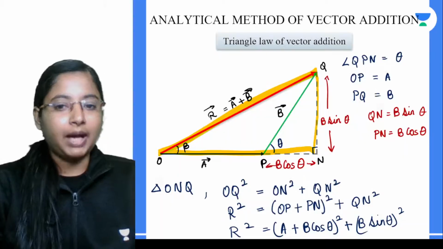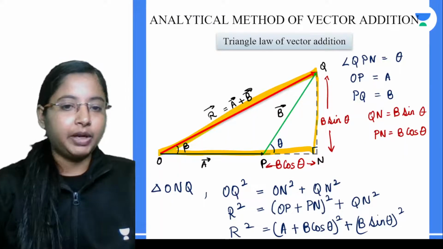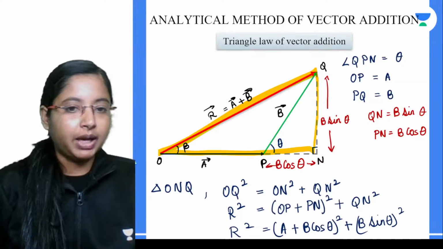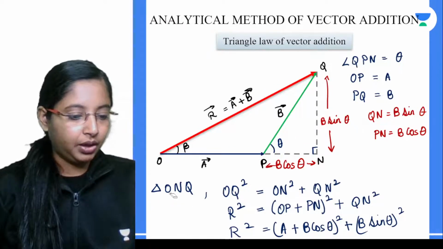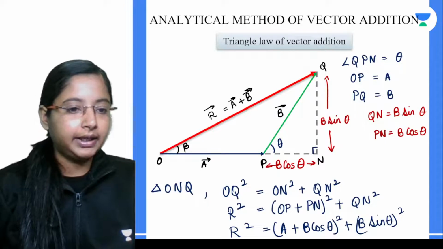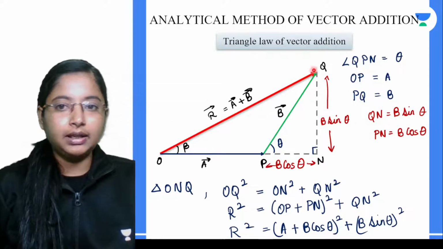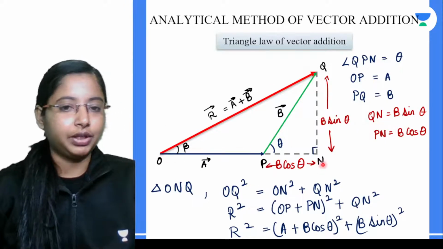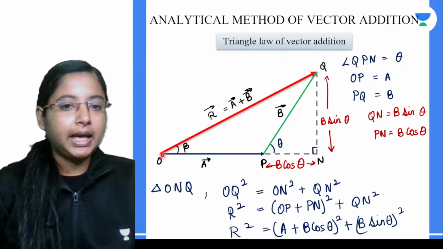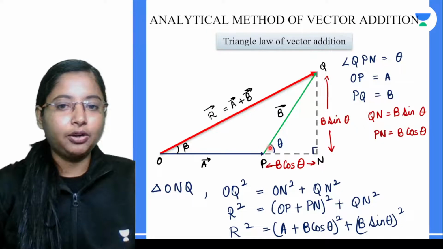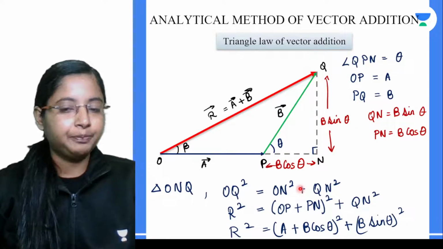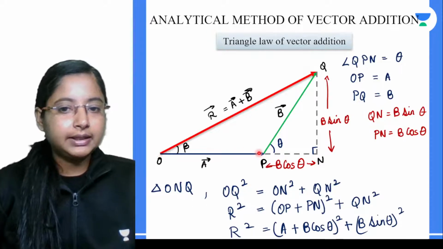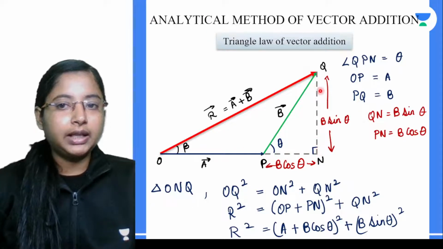Now we have found the magnitude. What we want to end up finding, now that we know the magnitude, is the direction. For finding the direction, again as I said earlier, we have a right angle triangle over here. The B vector is resolved into two components, B cos theta and B sin theta. So this length is A, and this length is B cos theta, and this is B sin theta.